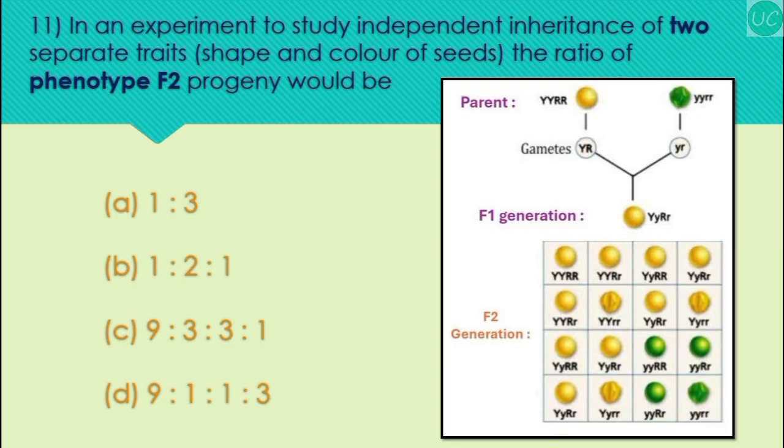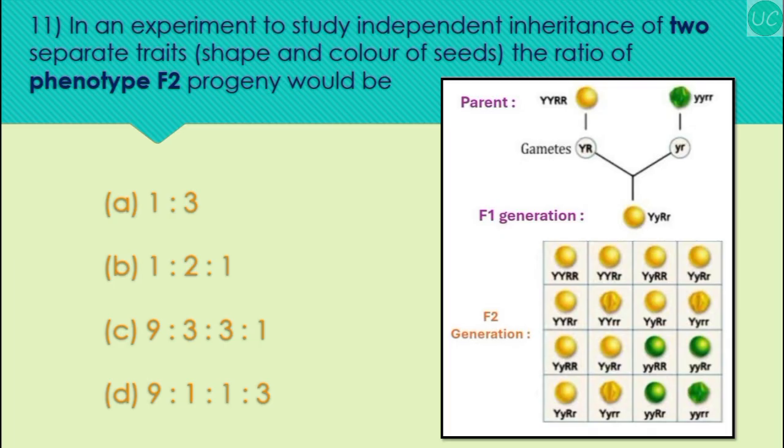Okay, our next question is, in an experiment to study independent inheritance of two separate traits, that is the shape and the color of seed, the ratio of phenotype of F2 progeny would be. Now over here there are two separate traits, that means two different genes. So as you can see from the Punnett square, if the parents are homozygous, that is a parent with dominant alleles, yellow round seed, is crossed with a parent with recessive alleles, green and wrinkled, the F1 generation will be heterozygous.